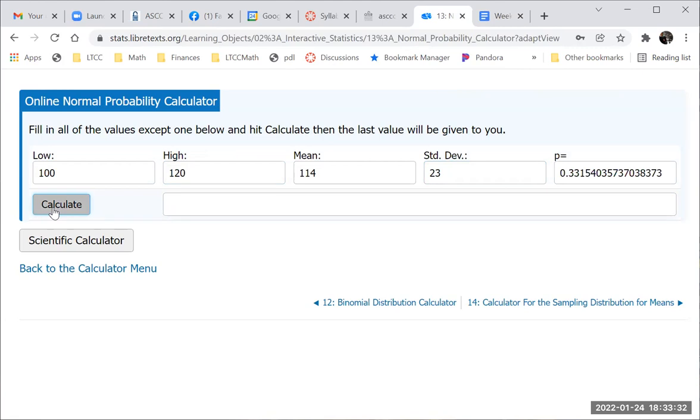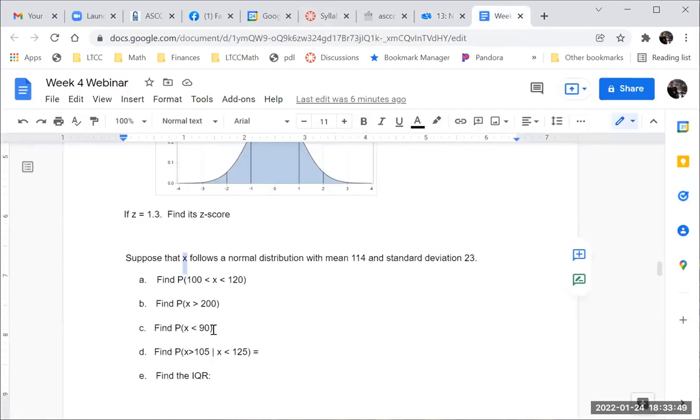And I hit calculate. And just a note, you never really need that many digits. For the homework, 4 is usually enough. 0.3315. So maybe I'll pop that in.